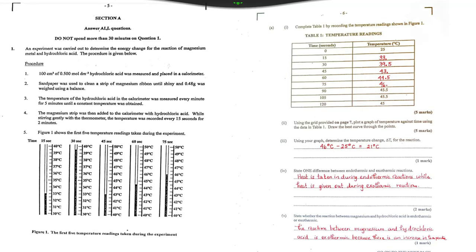As usual, it's a long question, and we have to read the materials. It says, an experiment was carried out to determine the energy change for the reaction of magnesium metal and hydrochloric acid, and the procedure is given below. So it says 100 ml of 0.5 moles per dm cube hydrochloric acid was measured and placed in a calorimeter. Sandpaper was used to clean a strip of magnesium ribbon until shiny, and 0.48 grams was weighed using a balance.